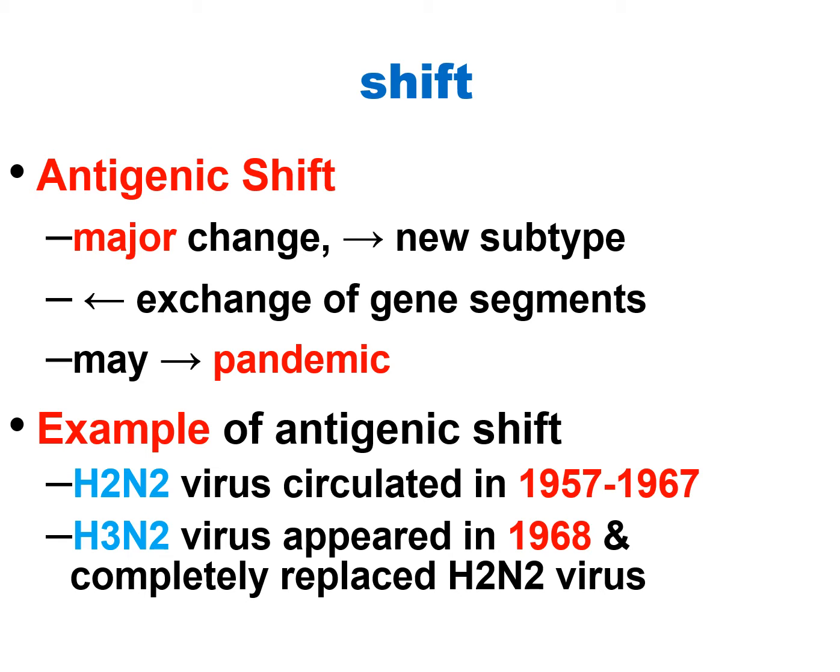There is a shift and drift. What is a shift? Antigenic shift is a major change, will lead to a new subtype due to exchange of gene segments. So shift is due to exchange of gene segments. May lead to pandemic. Example, what happened in 1957? H2N2 virus. What happened in 1968? H3N2 virus.